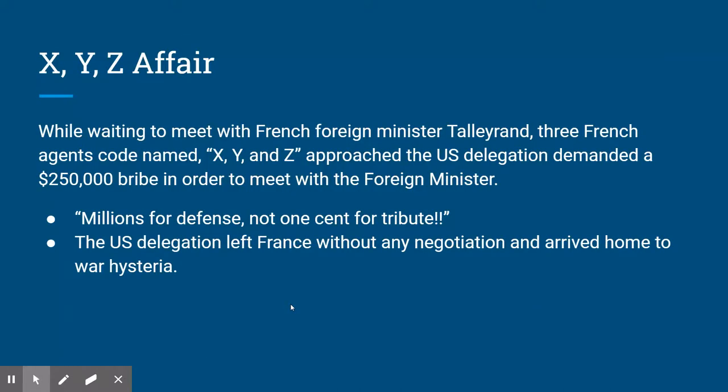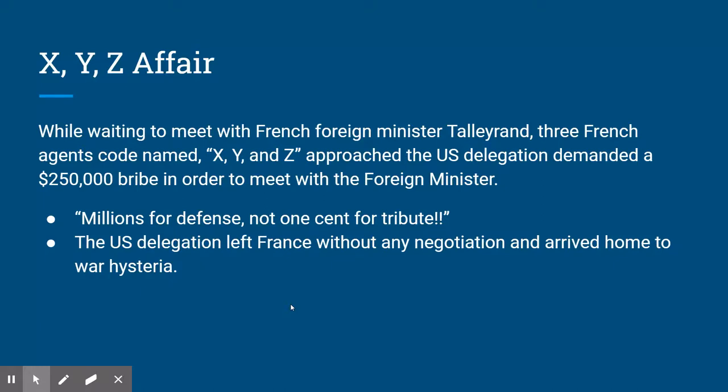While waiting to meet with the French foreign minister Talleyrand, three French agents codenamed X, Y, and Z approached the U.S. delegation and demanded a $250,000 bribe just to meet with the French foreign minister. Like, you Americans, if you want to do any diplomacy at all with our foreign minister, you must first pay him, not the French government, but the French foreign minister, a $250,000 bribe.